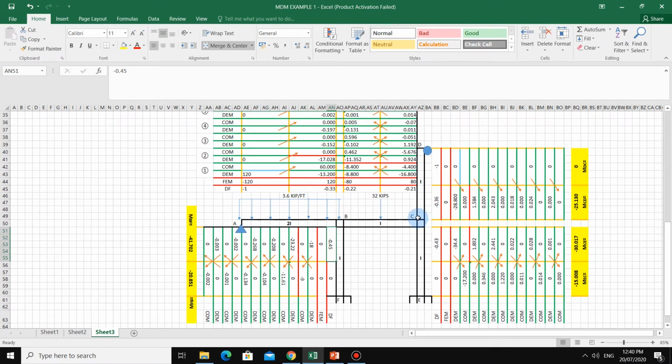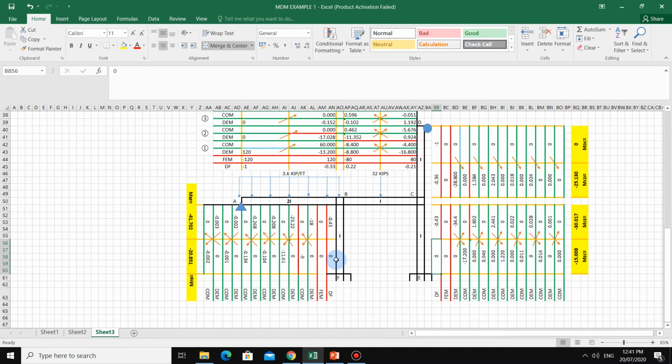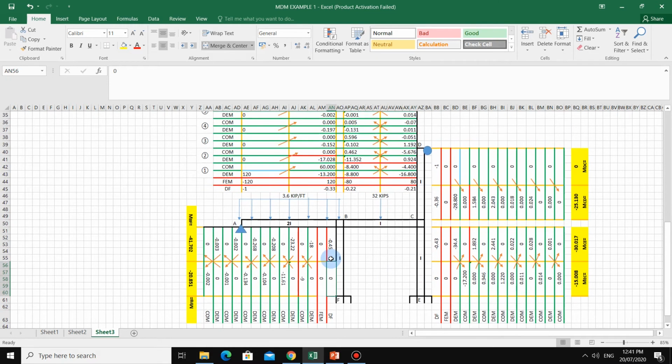How about for joint C? So for joint C, guys, this is for CB. Okay, so take note, this is for CB. So negative 0.21. So this is for CD. Okay, so negative 0.36. And this is for CE, negative 0.43. For other joints, so at D, so this is negative 1, DF, since that is a roller support. Then for E, so 0, and also for F, 0. Okay, so that is the value for DFs.